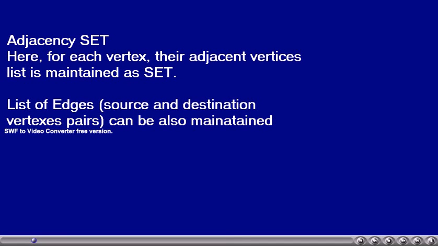Adjacency set is a simple variant of adjacency list, where the adjacent vertices of a node are not maintained in a linked list fashion. They are maintained as a set, such that sometimes searching can be done in a better manner.